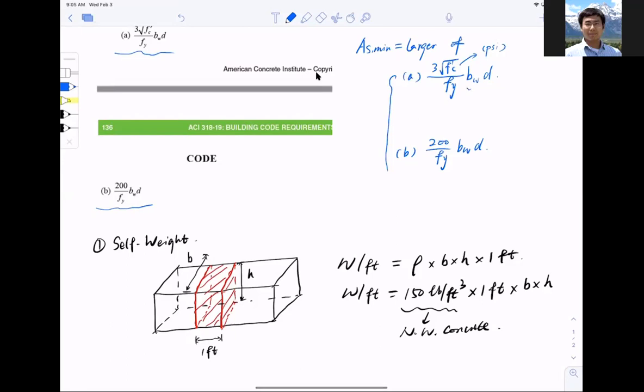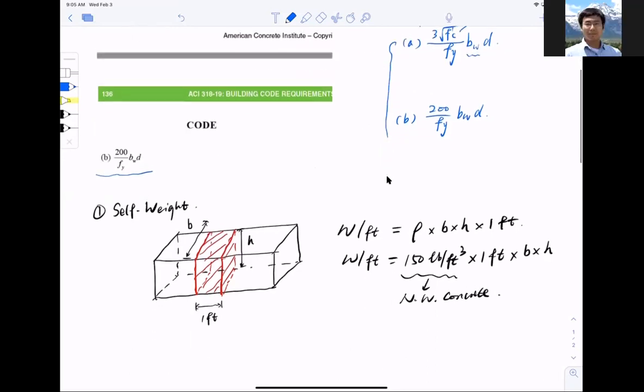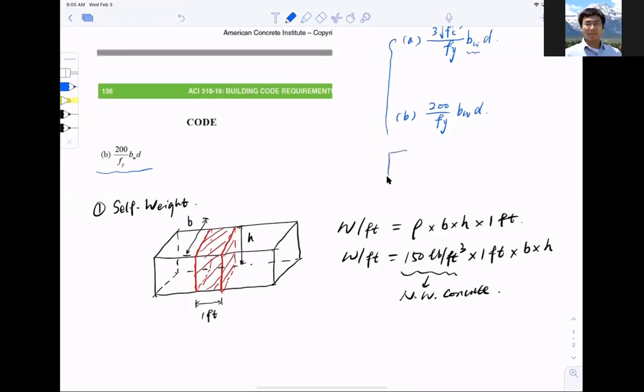The second thing is, let's talk about this b_w. What is this b_w? Let's take a look at the section. It wouldn't be hard: if I have a rectangular section like so, and this is my only width of the section, then naturally, for a rectangular section, b equals b_w.